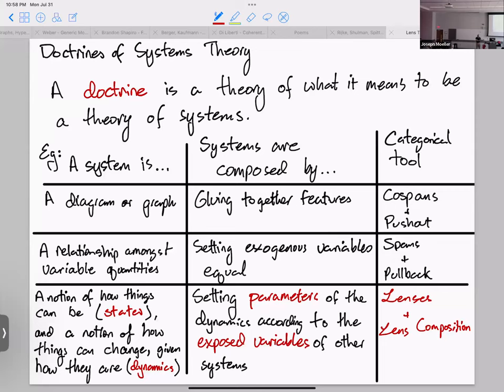And so I want to describe this categorical tool, lenses and lens composition, in the same setting here. One kind of cool thing, and we'll come to this at the very end if we have time, is that actually all three of these things are just spans and pullback. Cospans and pushout are spans and pullback in the opposite category. And in fact, lenses are spans of a special sort, and they do compose by pullback. So almost all lenses can be thought of in that way, which is kind of wild. So it turns out that there's actually only one categorical tool we're going to use, which is pullback.